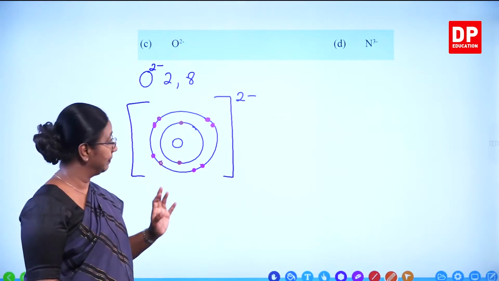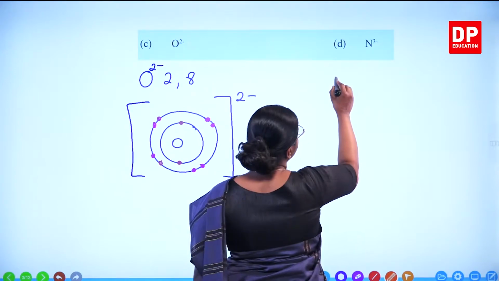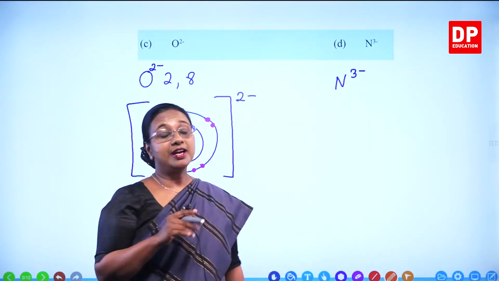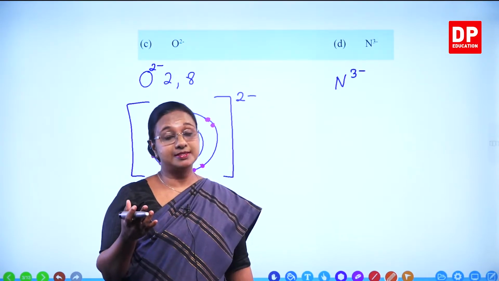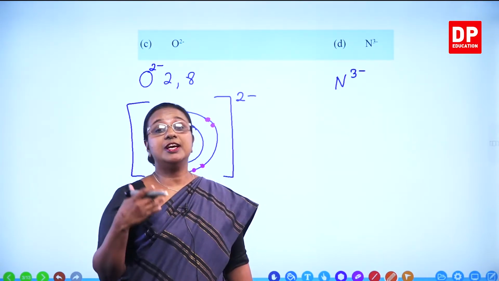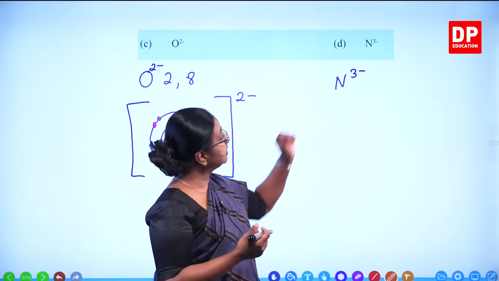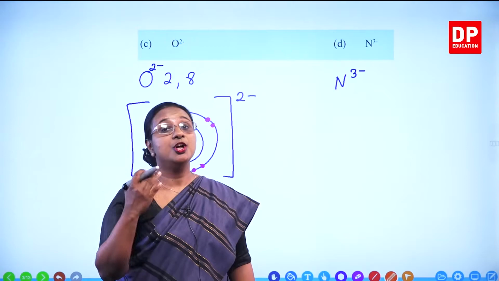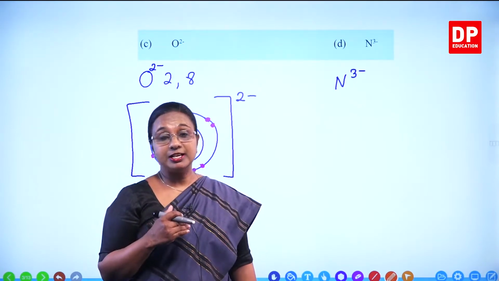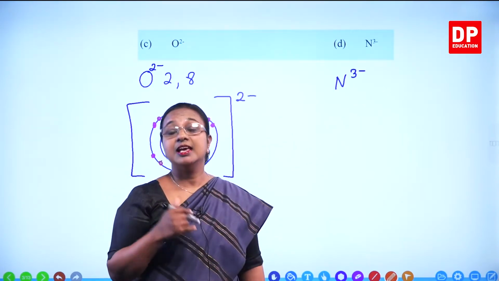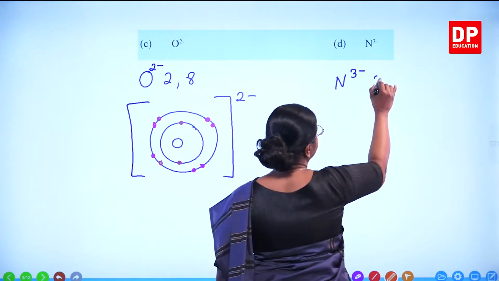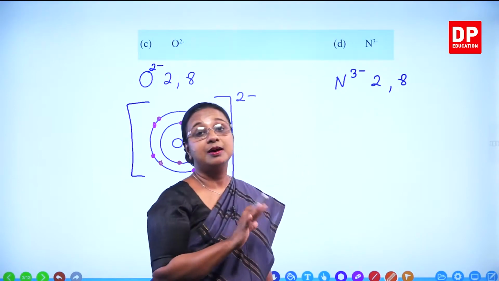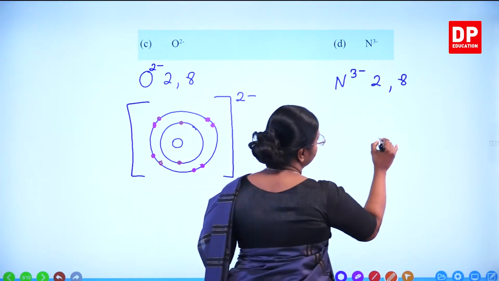Energy levels are complete. Then we have nitride, N3 minus. Again, nitride. Recall the atomic number 7. So, electronic configuration 2, 5. Because it has 3 charges, that means it has taken up 3 electrons. So, the electronic configuration of the nitride ion is again 2, 8. So, that also has complete shells and that also has 2 shells.